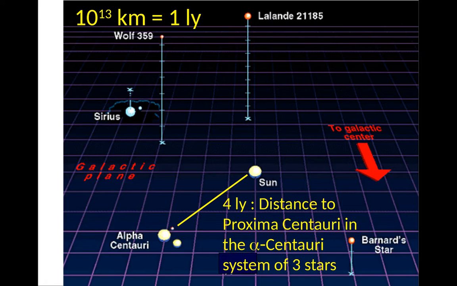So for instance, the closest star to the Earth besides the Sun is a star called Proxima Centauri, which is in the Centauri system: Alpha Centauri, Beta Centauri, Proxima Centauri. And that's about 4 light years away.